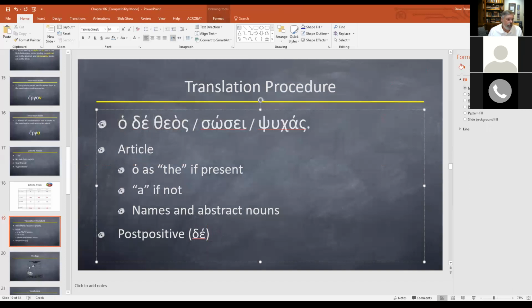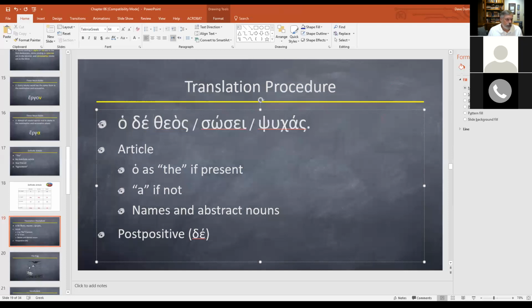So I could have that, ho de. Well, de could mean "but," and it's called a postpositive because in Greek it never comes at the beginning of the sentence. But when I translate it, I'm going to translate it as if it's in the beginning. I'm going to say, "But God saves lives."